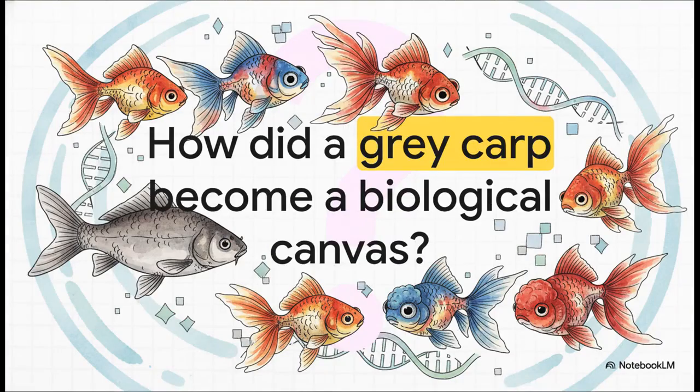So the core mystery we're really trying to solve here is this. How in the world did a completely ordinary, dull gray riverfish transform into the incredibly bizarre, beautiful, and highly diverse creatures that we see in aquariums today? To figure that out, we have to look way past the glass bowl and dive straight into their DNA.